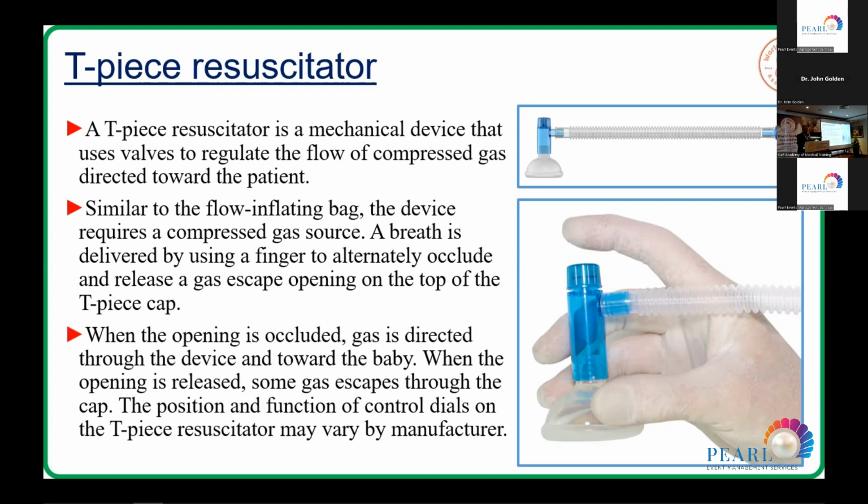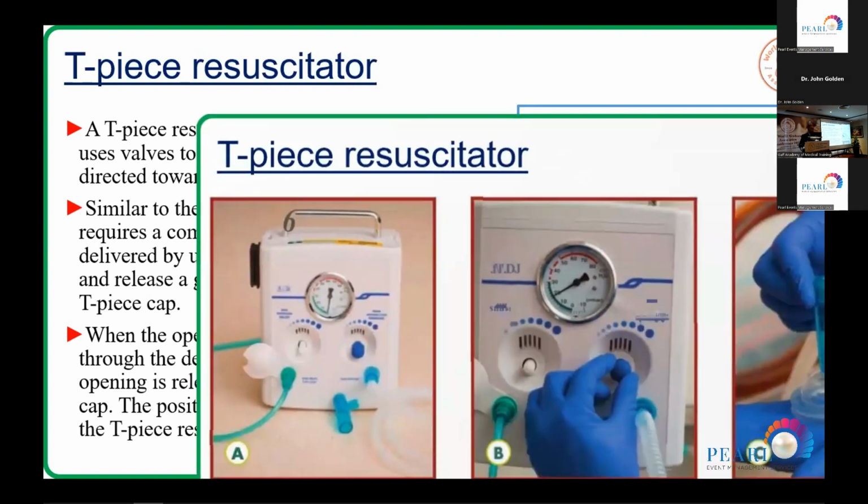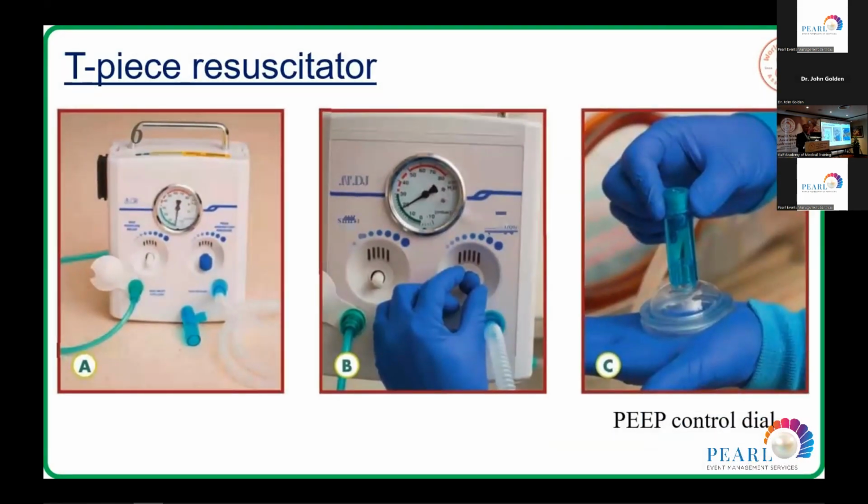When the opening is occluded, the gas is directed through the device toward the baby. When the opening is released, some gas escapes through the cap. The position and functional control dials of the T-piece system may vary by manufacturer. This is the shape of the T-piece system. This is the PIP control dial, which controls the pressure, and that dial controls the T-piece.